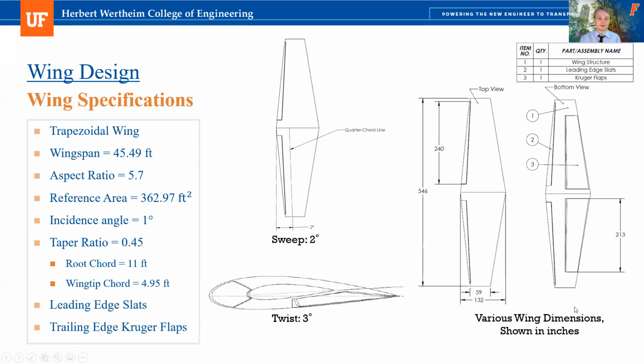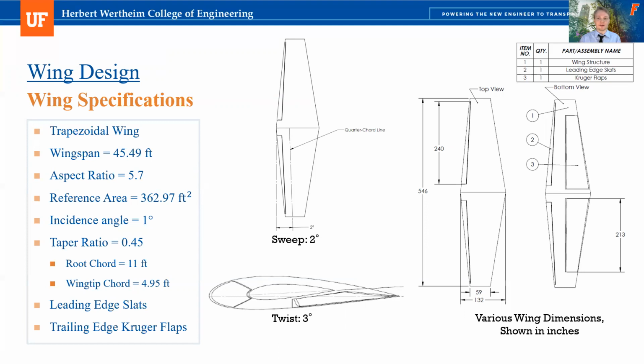With the airfoil selected, the rest of the wing is able to be flushed out. A trapezoidal wing design is selected, and a wingspan of just under 46 feet is chosen, as is the average of the various light attack aircraft studied in the airfoil selection process. A high aspect ratio of 5.7 increases the coefficient of lift and the general performance of the wing. Using this aspect ratio in the wingspan, we're able to calculate a reference area of just under 363 feet squared.